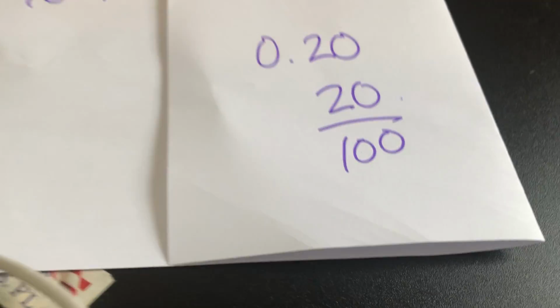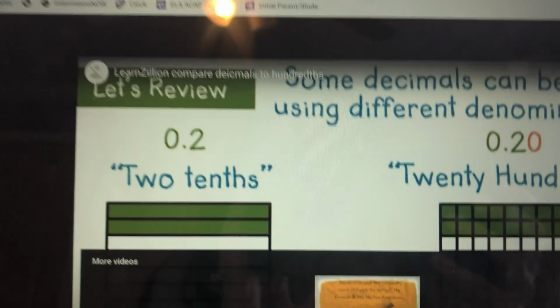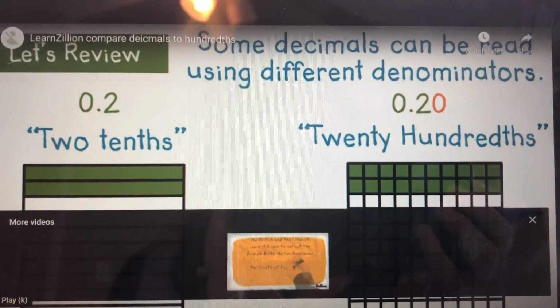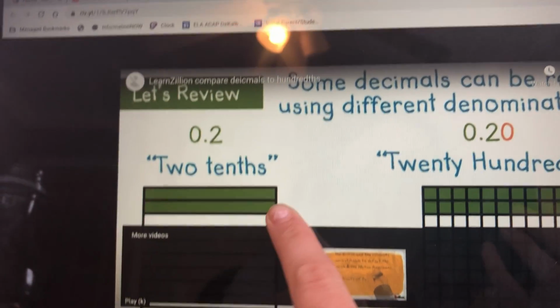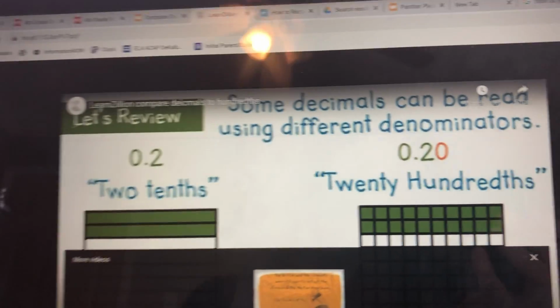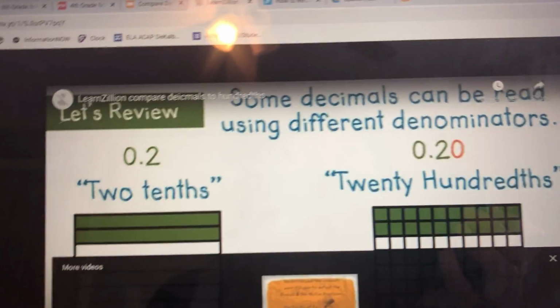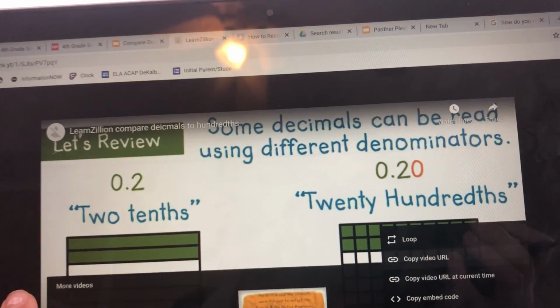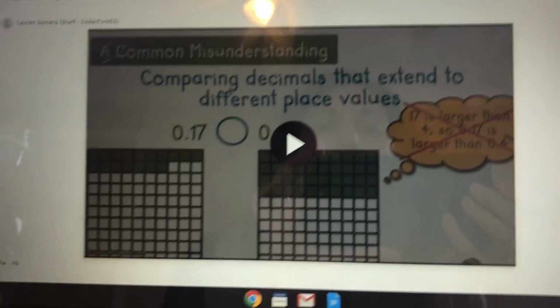It should look like this. So they're saying that 2/10 and 20 hundredths are the same. And if you look at the green part, they do look the same. The only difference is the hundredths pieces are smaller, okay? This is the same thing as the fractions that we used to do.